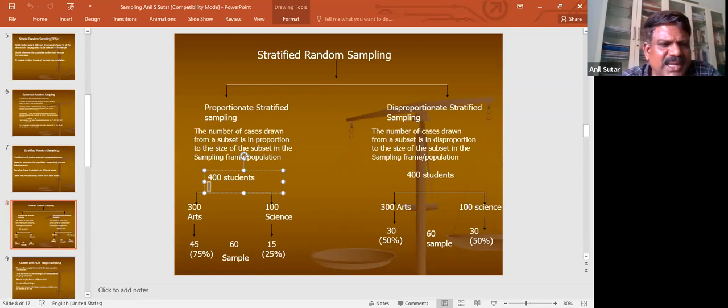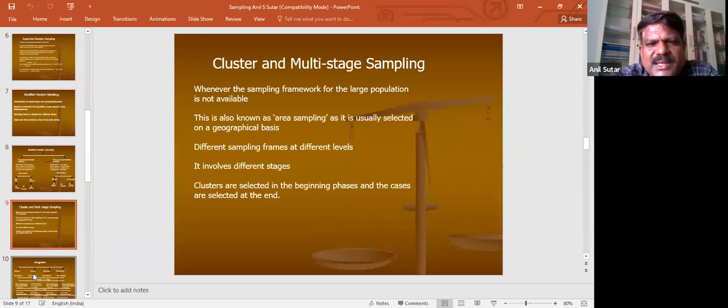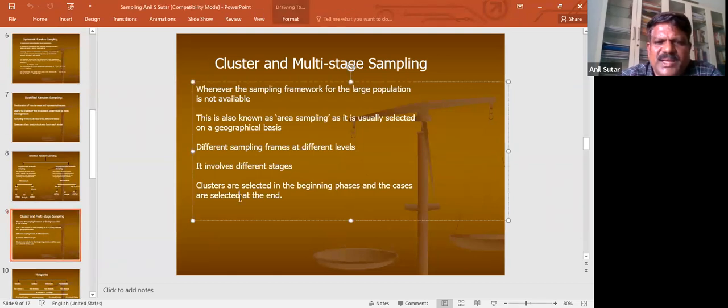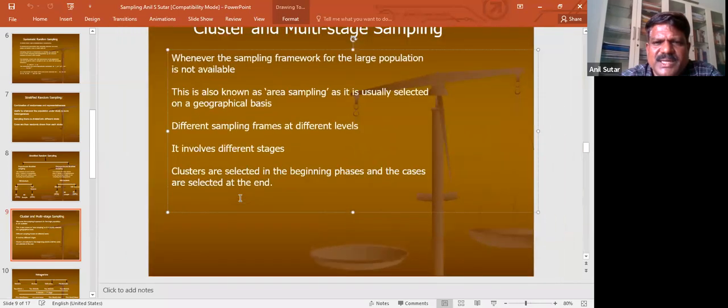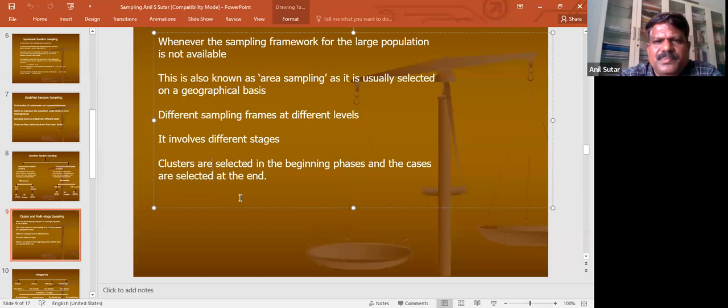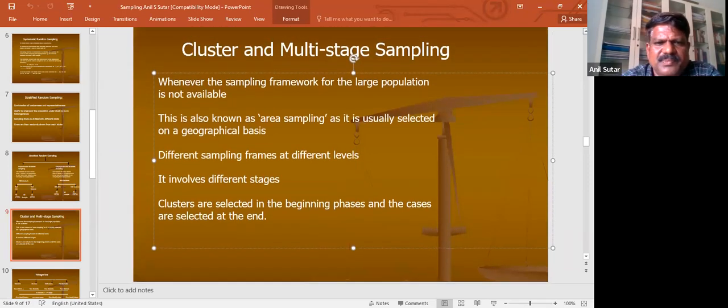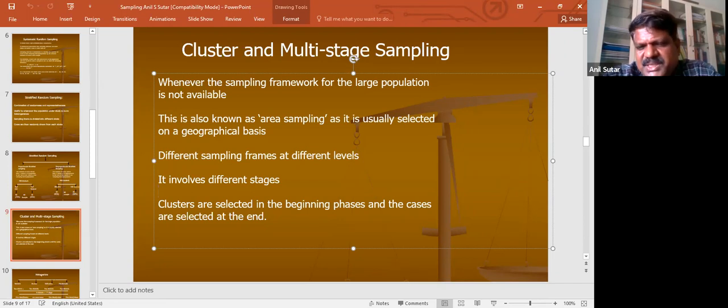These things are very important for young budding researchers while developing their proposals. The holistic view of what kind of method one should follow is very important. Then the last one I am discussing is that of cluster and multi-stage sampling. This sampling method is quite useful when you are dealing with a large population, where the sampling frame is not there. I will give an illustration.